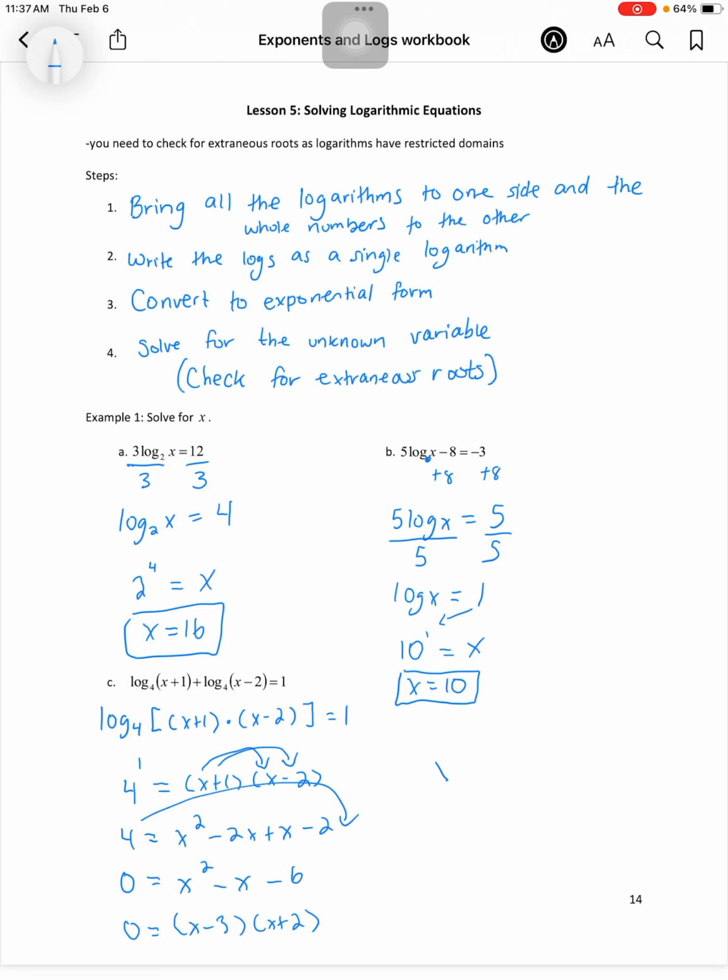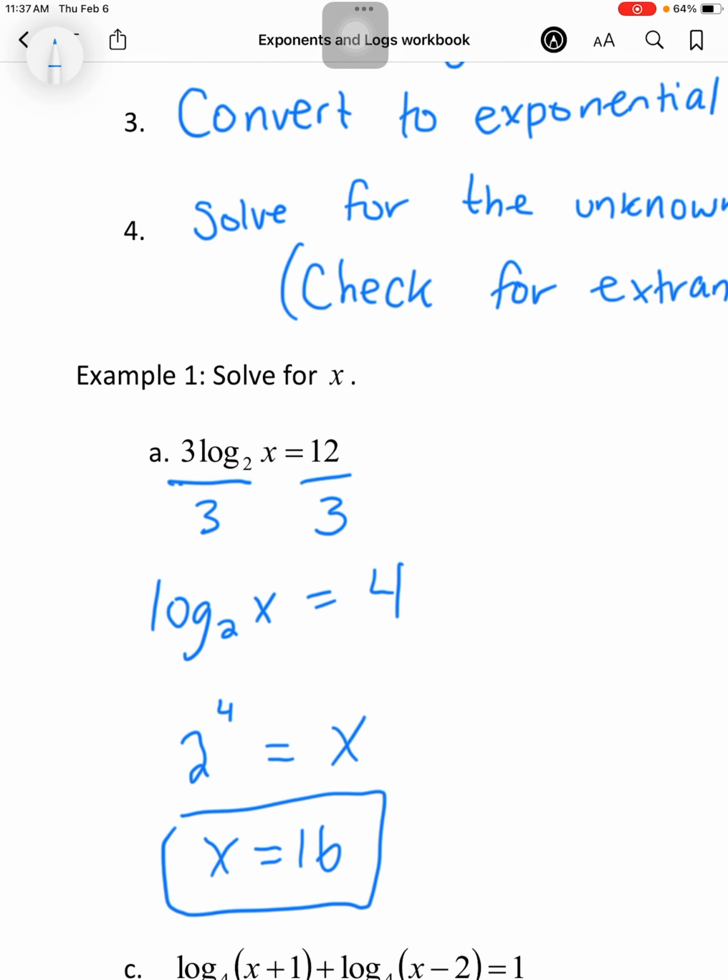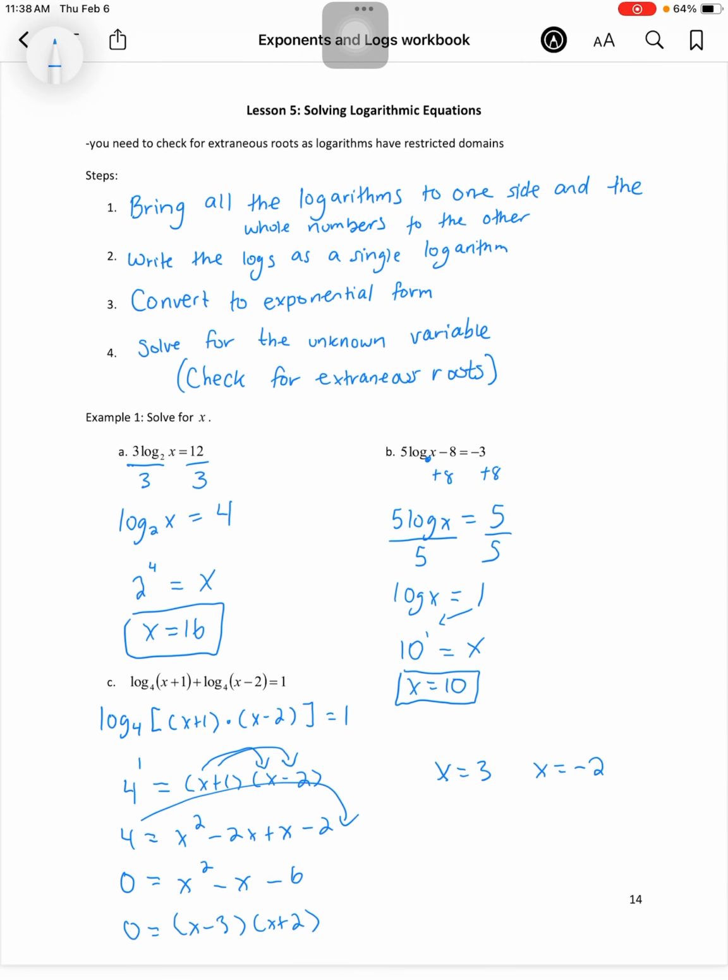So now we're left with two answers here. We have x equals 3 and x equals negative 2. So in logs, it's super important to check if both of these answers are acceptable or not. And this is the case for all questions, even the basic ones here. I didn't do it in these ones because I just want to get you guys started off on an easier note. But here, this is when you start checking from now on.